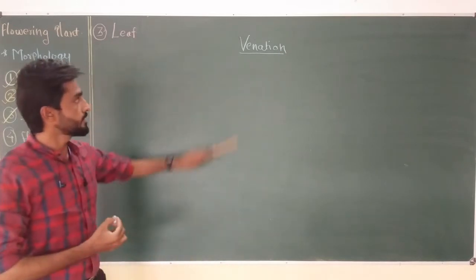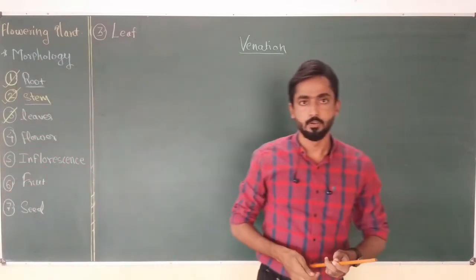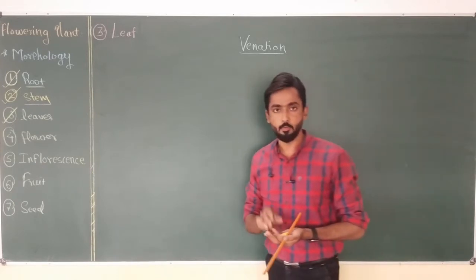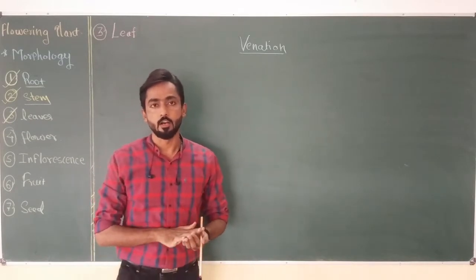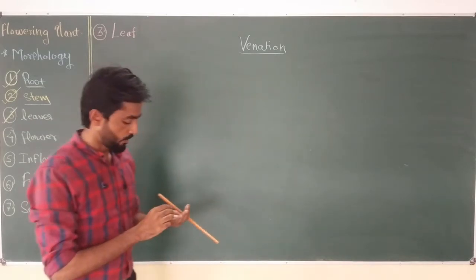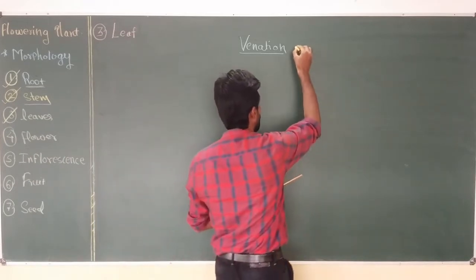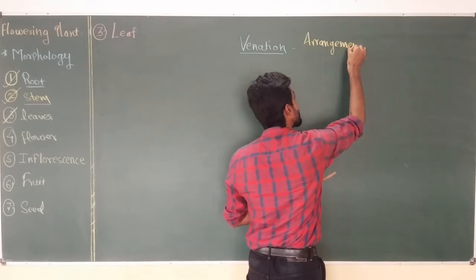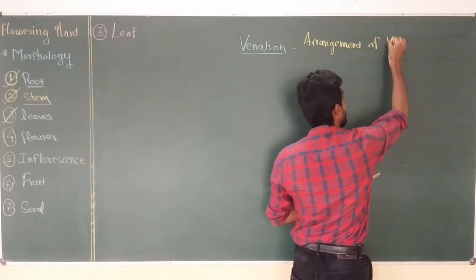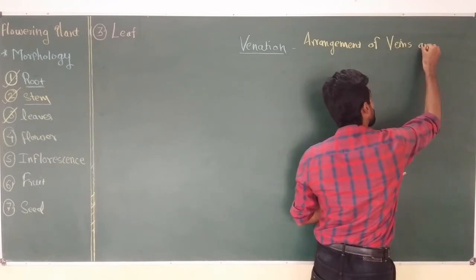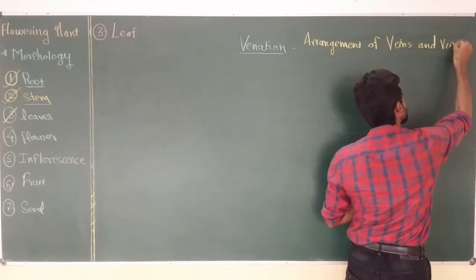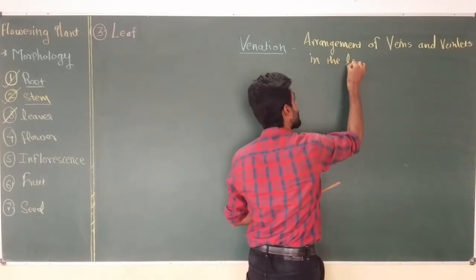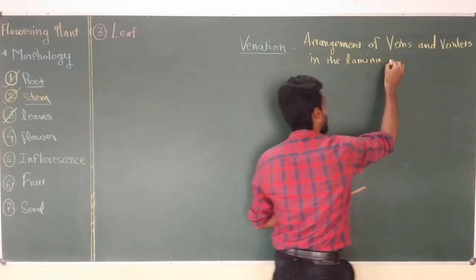This is a concept related to the leaf of the angiospermic plant. Venation is nothing but the arrangement of veins and veinlets in the lamina of the leaf. So we can define venation as the arrangement of veins and veinlets in the lamina of the leaves.